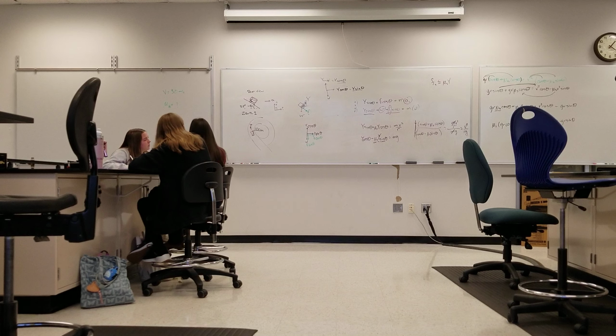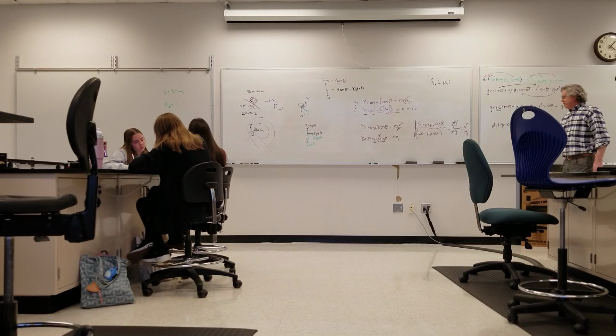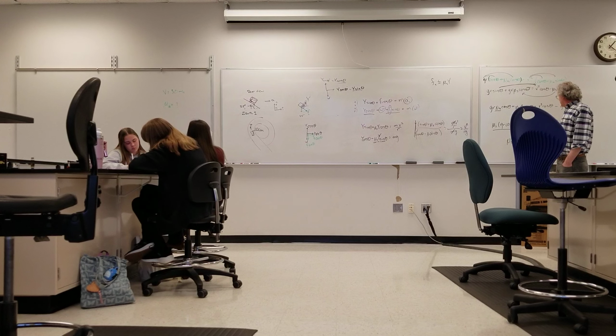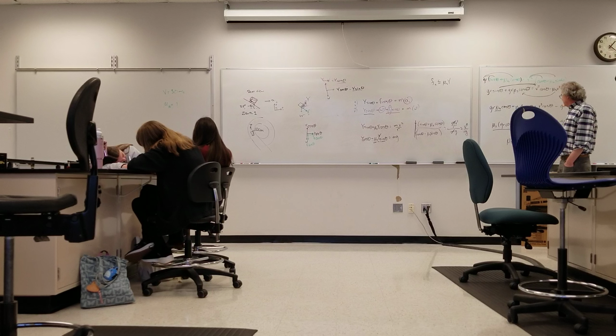Lastly, before we stick numbers in, I have mu s times this whole thing here, so just divide by that. And I end up with mu s equals v squared cosine theta minus g r sine theta, over g r cosine theta plus v squared sine theta. And now plug and chug.